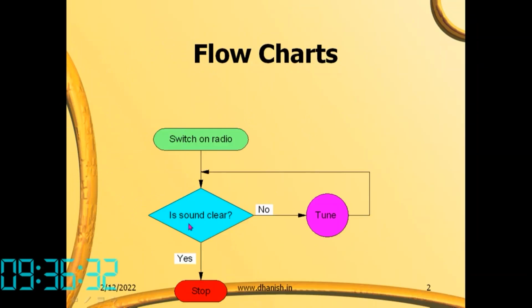Any process we can view as a series of activities. So switch on radio. Is sound clear? No? Then tune the radio till we get clear sound. I don't know, nowadays of course this is not there. FM radios and all, we don't have to tune. We just know the frequency, you just have to punch it in. I don't know whether you are able to follow. The old radio, we have to turn a knob and then tune the radio. If the sound is clear, then we can stop.